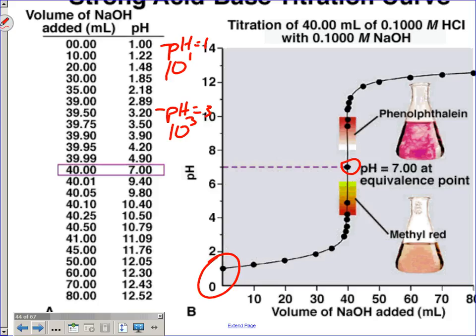So volume added is on the very bottom, so that's our x-axis, and then the y-axis is pH. And you'll know that this one happens to be at pH 7. That's called the equivalence point. So what does it sound like if you hear the word equivalence? What are you assuming is there?